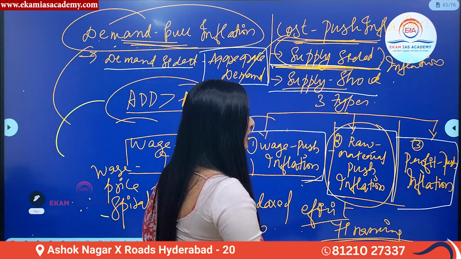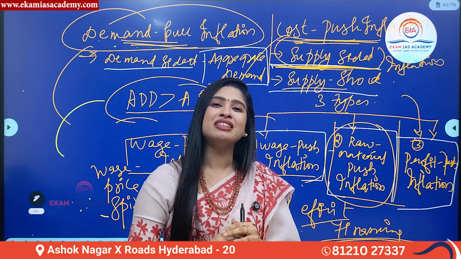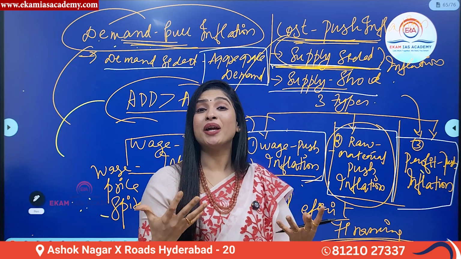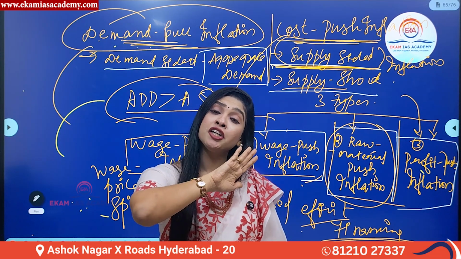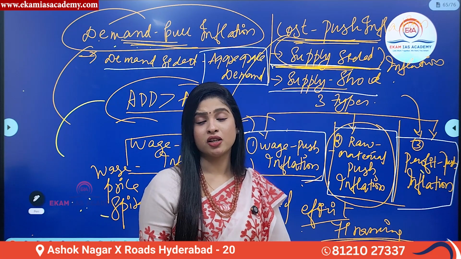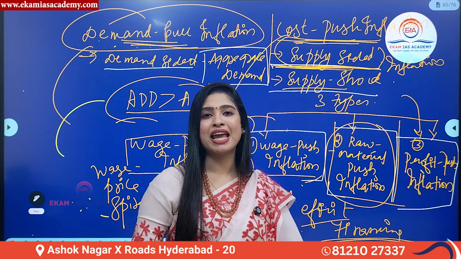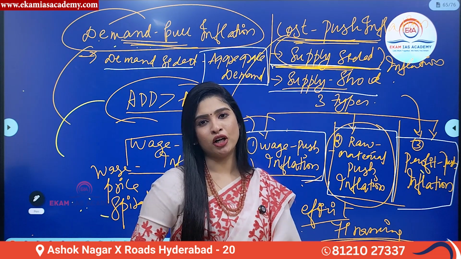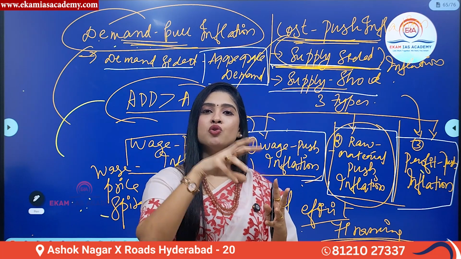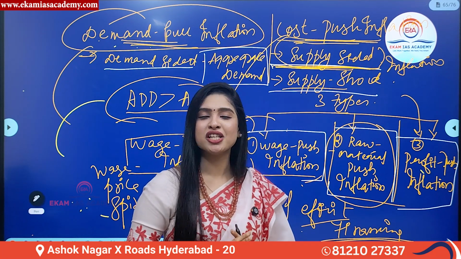Now, having said that, the third one is profit push inflation. There are some firms or entrepreneurs who, if they want to increase the profit margins, will artificially show scarcity of commodity. They will say that there is no supply of the commodity. Why? So that demand keeps on increasing. Slowly and gradually, they'll be able to increase what? The price of the commodity. So in order to increase the profit margins, the producers use this type of tactics. This is called profit push inflation in simple terms.